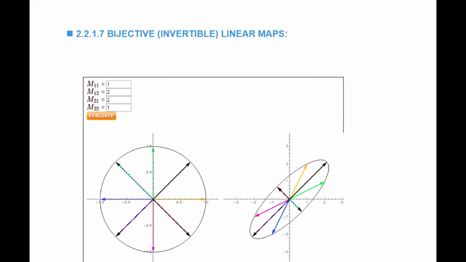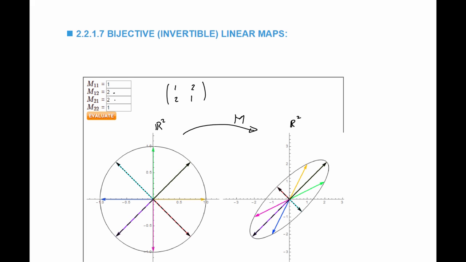Now let's try to understand when a matrix is invertible and when it's not. So let's start looking at examples. The matrix whose components are M11 is 1, M12 is 2, M21 is 2, and M22 is 1. Basically it looks like this: 1, 2, 2, 1. Let's look at its function. It takes vectors from an R2 vector space and gives me new vectors in R2. This is the function of M.